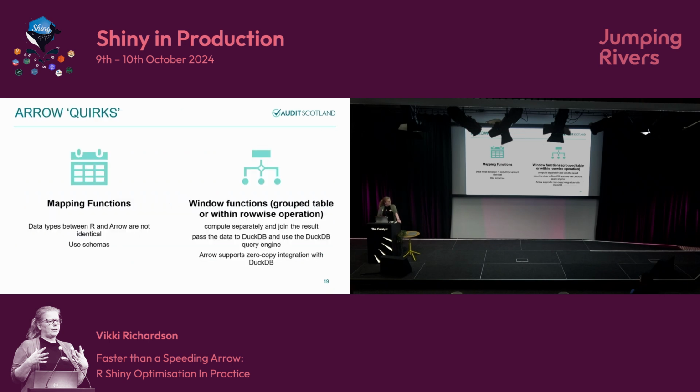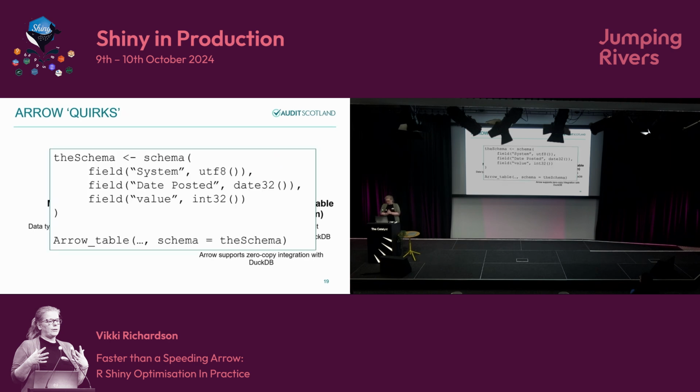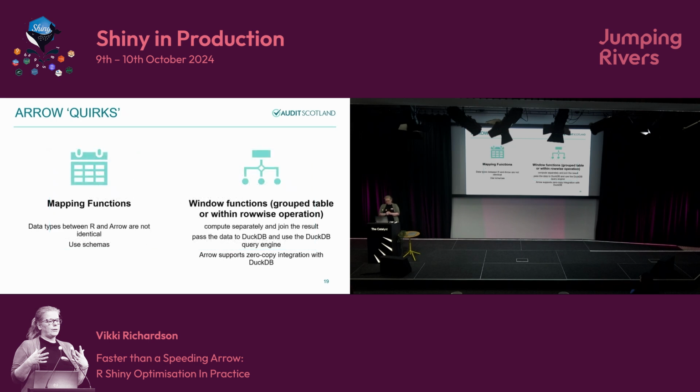There are some quirks. So it wasn't all plain sailing. So the mapping between R types and arrow types is good, but it's not bulletproof. I found dates a bit tricky, but nothing's a showstopper. When you're building an arrow table, use a schema, so there's no ambiguity as to what type your particular field is going to be in the data that you create. Window functions aren't available.